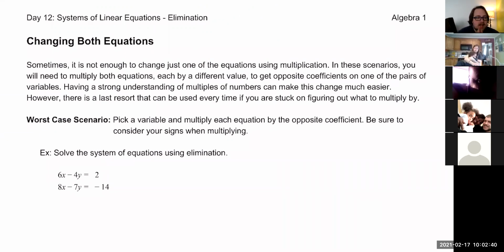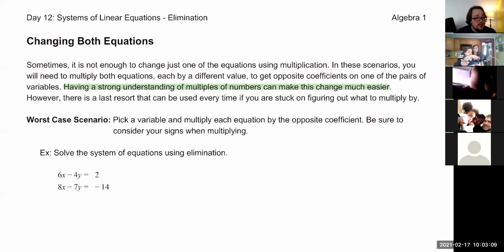So there's kind of a backup plan here. If you don't see how you can change both right away, you can change both into the same value by multiplying them by each other, which I'll explain here in just a moment. So there is an unfortunate point here that says that having a strong understanding of multiples of numbers can make our change easier here.